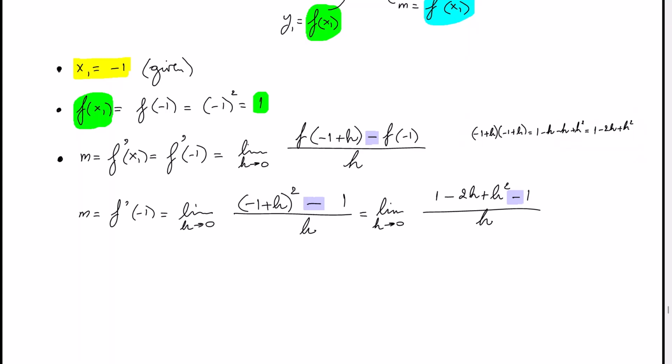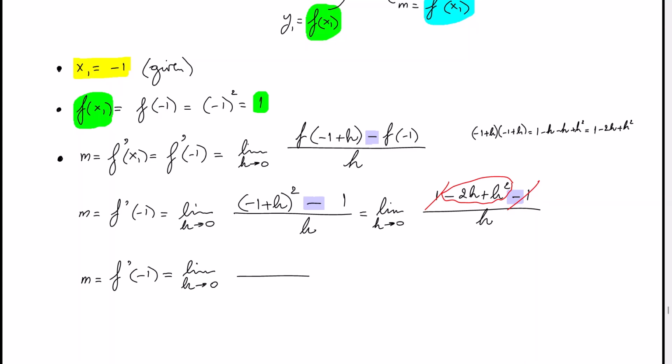Now, I don't know if you can see or not, but for me, it's pretty obvious that the 1 minus 1 should be canceled out because 1 minus 1 is 0. And also, the remaining terms will all have an h. So I'm going to factor the numerator. So again, all this work is to find the derivative, meaning the instantaneous rate of change or the slope of the tangent line. But that's how it works.